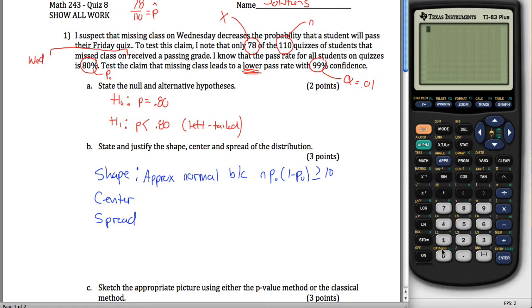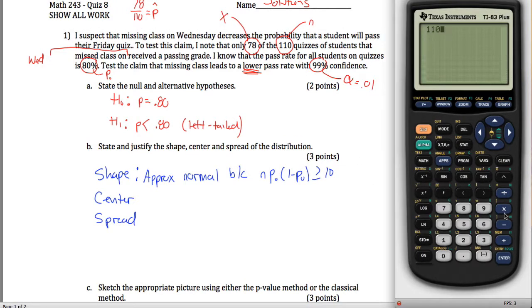I would say that n is 110. P naught is 78 divided by 110. And 1 minus p naught is what, 32 over 110? And when I finally get this in and hit enter, I should get a number bigger than 10. I do. Good. Approximately normal.